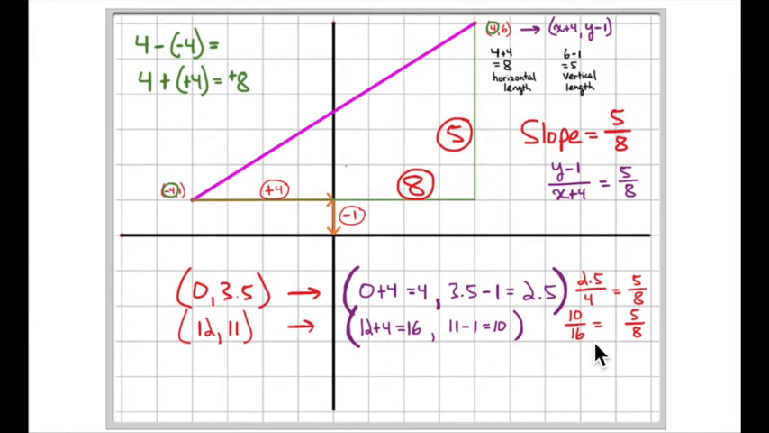And is that ratio equal to 5/8? Well, 10/16, 10 out of 16, or if you look at it as a fraction, 10/16 is equal to 5/8. So yeah, that point, 12/11 is on the line. So if I go out 12 units and up 11 units, I'm going to land on the line.